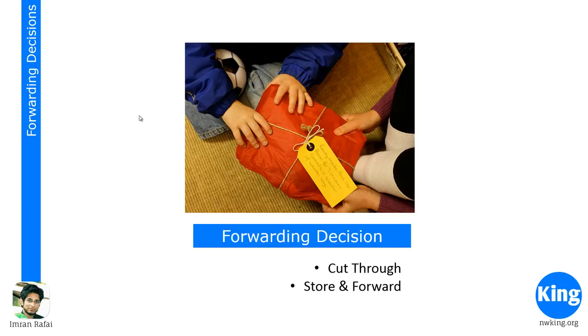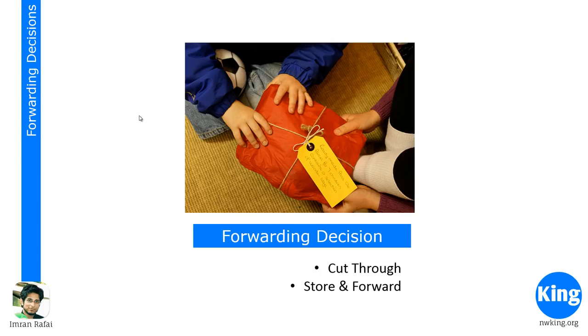In cut through switching, when the switch receives a frame, it immediately looks at the destination MAC address. So it just waits for the first few bytes of information, by which time it has all the information it needs, that is the destination MAC address, and it immediately starts sending that frame out on that interface. So it doesn't wait to receive the entire frame. As soon as it receives the destination MAC address, it starts forwarding whatever information it gets to that destination port, right? That is how cut through works.